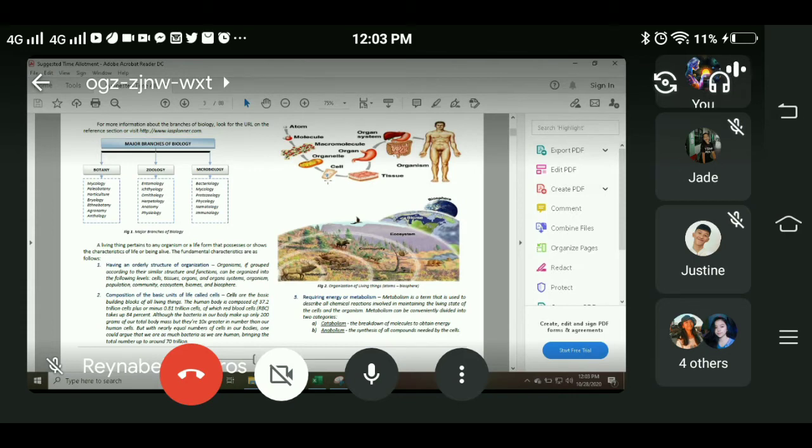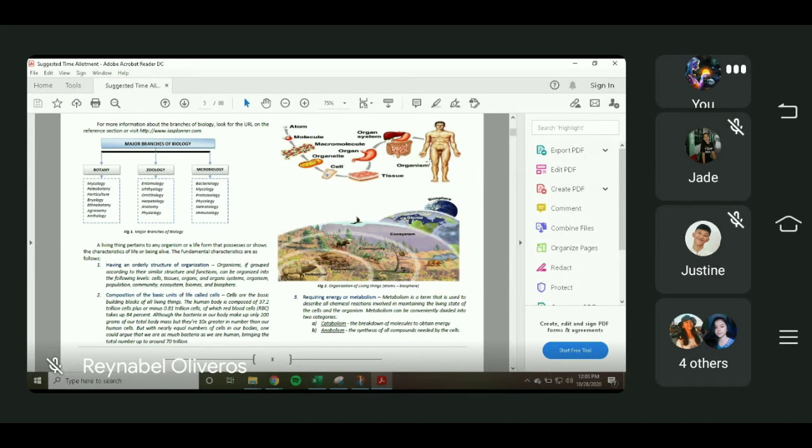While the cell is the building block of the tissues, the organ, the organ system that can be found in the body of an organism. Yan. Doon natin siya makikita. Doon natin siya matatagpuan. Okay?